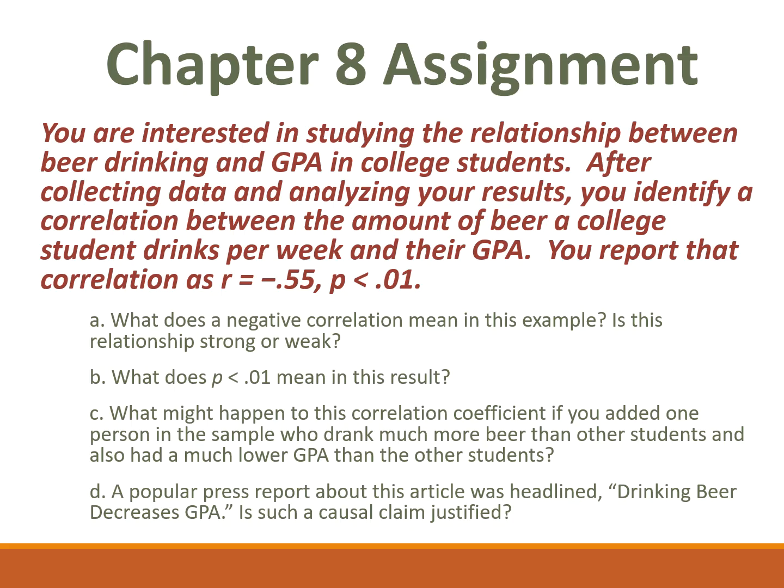C, what happens to this correlation if you added one person to the sample who drank much more beer than other students and had a much lower GPA? So you're going to be given an example of an outlier, and I want you to think about what that outlier would do to the data. And finally, the popular press reported about this article with the headline, Drinking Beer Decreases GPA. Is this causal claim justified? So again, within the example you're given, are you actually finding evidence within that claim that there's cause? In this case, there would not be.